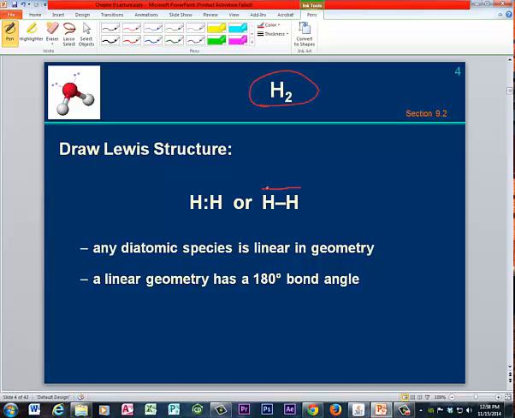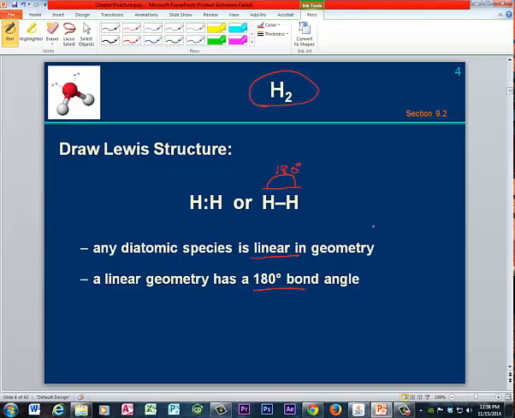And the bond angle between two atoms with a single bond between them, or a double bond, or a triple bond between them, is going to have a 180-degree bond angle. So from here to here is half a circle. A circle is 360 degrees. Half a circle is 180 degrees. So if the molecule is linear, then the bond angle is 180 degrees.